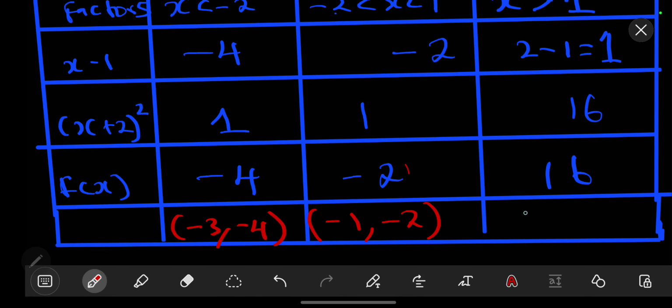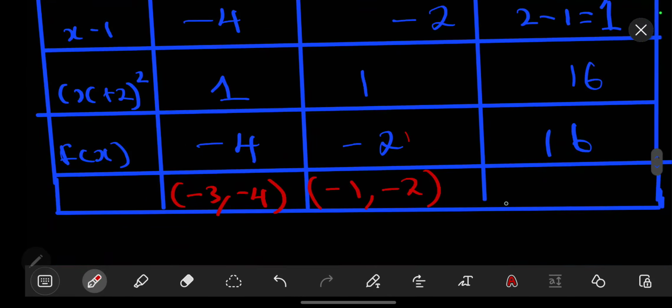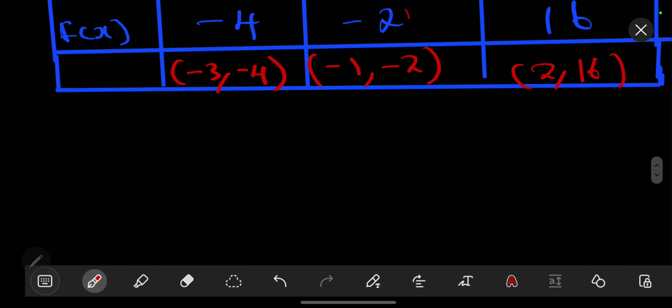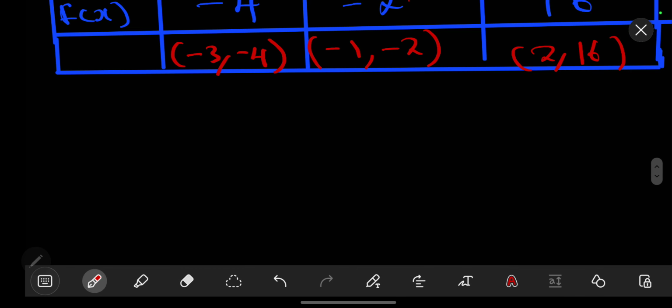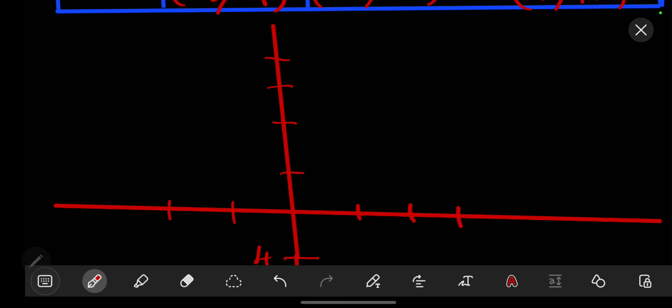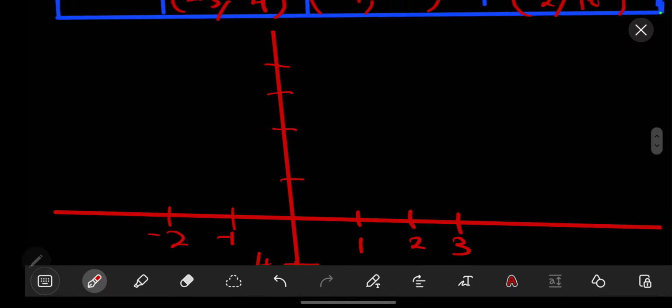Then last but not the least, we used a +2, so we are going to say 2, comma, a +16. So with this, we are going to now come up with our graph. So this is what we have. So let's write the coordinates that we have: 1, 2, 3, we have -1, -2. So now let's choose a favorable scale.